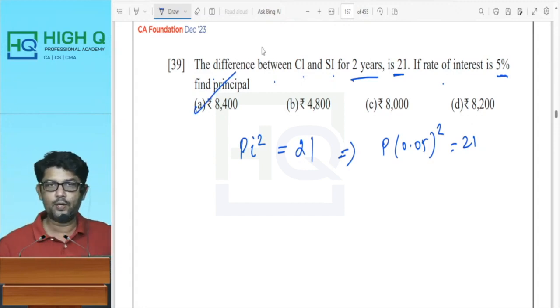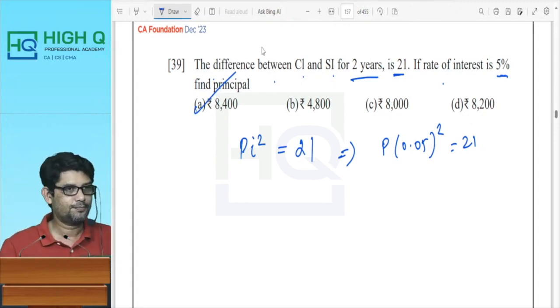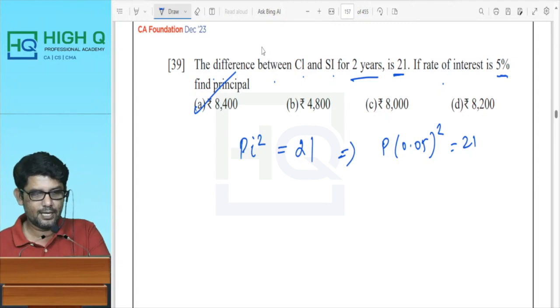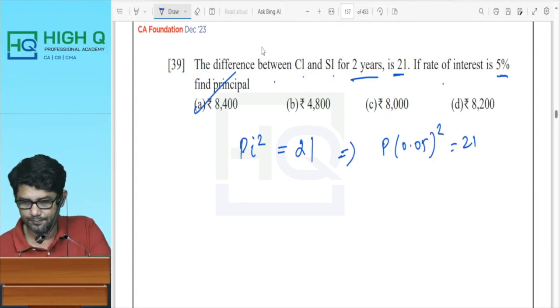I think now you are picking up the speed, it seems. Now you are picking up the speed. Good. That's what I said. Patience.